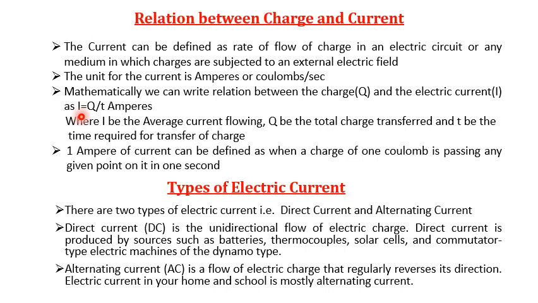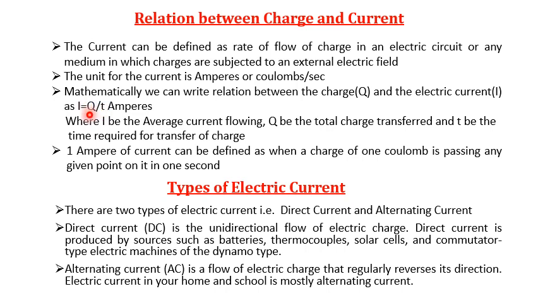Or you can also define electric current as the rate at which charge moves, where I is the average current flowing, Q is the total charge transferred, and T is the time required for transfer of charge. 1 ampere of current can be defined as when a charge of 1 coulomb passes any given point in 1 second. That means 1 ampere of current means 1 coulomb of charge passed in 1 second.